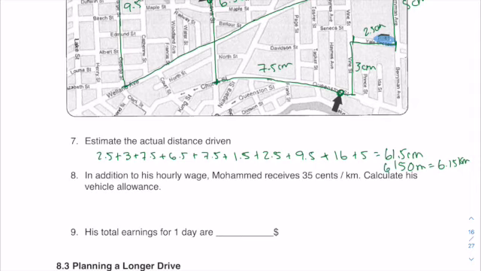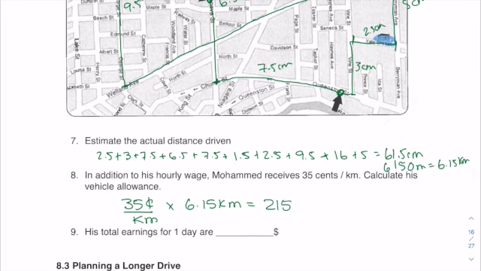All right, so now the next question is, in addition to his hourly wage, Mohammed receives 35 cents per kilometer. Calculate his vehicle allowance. So it's 35 cents for each kilometer. We're going to times it by the kilometers. So 6.15 kilometers times 35 gives you 215.25. And this is cents. So we want dollars maybe. So you'll be dividing that by 100 to give $2.15.